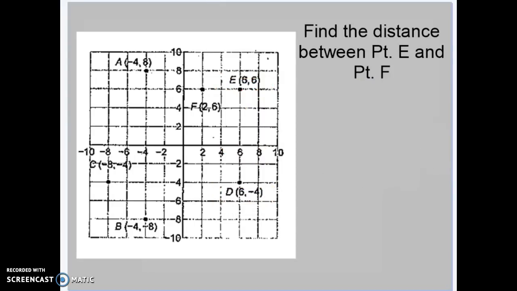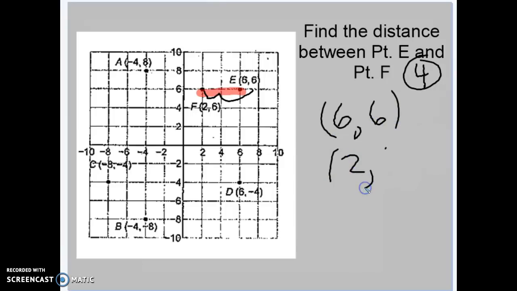All right, now let's find the distance between point E and point F. So these are both in the same quadrant. Now we could count and we could say, all right, these are 4 units away. So we know it's 4. But let's look at what the ordered pairs are. One ordered pair is 6, 6, and one ordered pair is 2, 6.